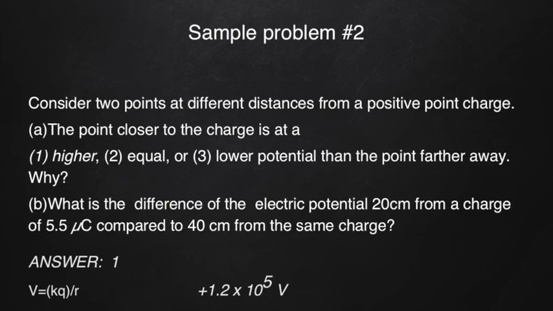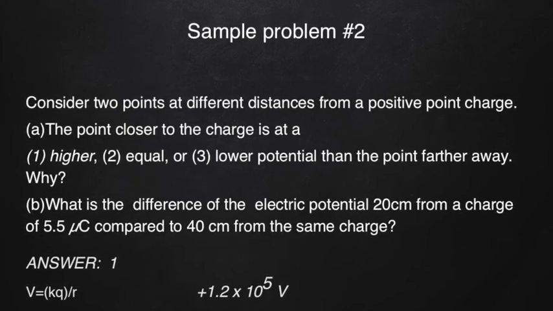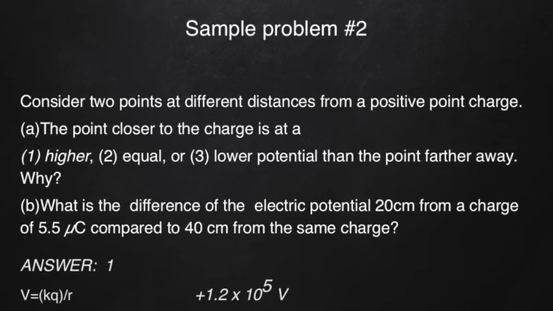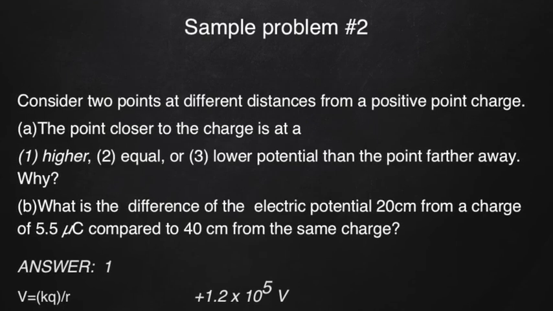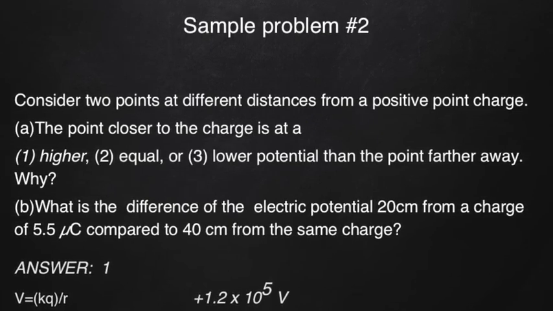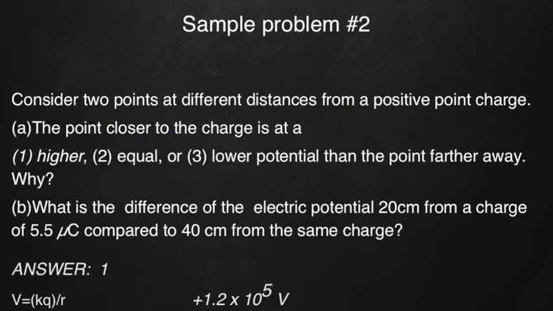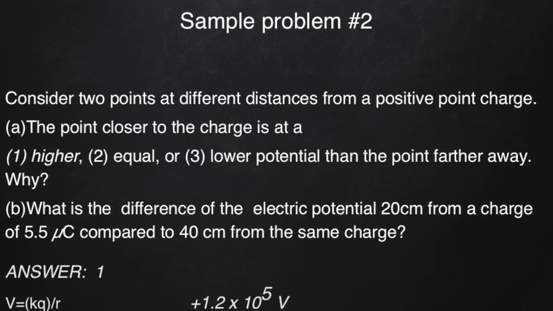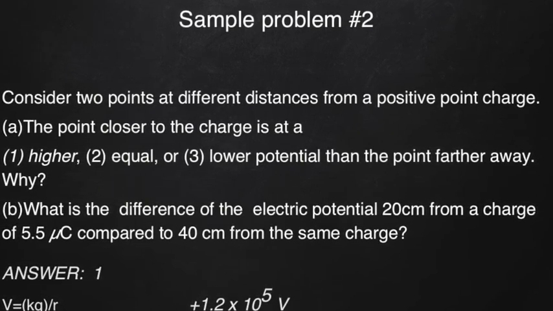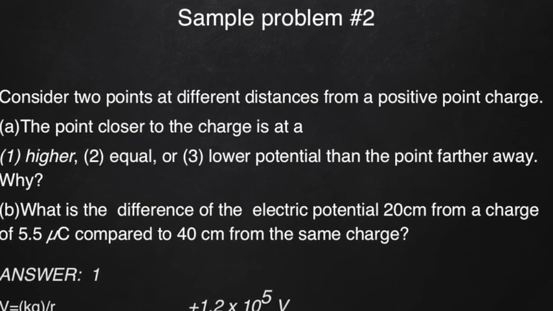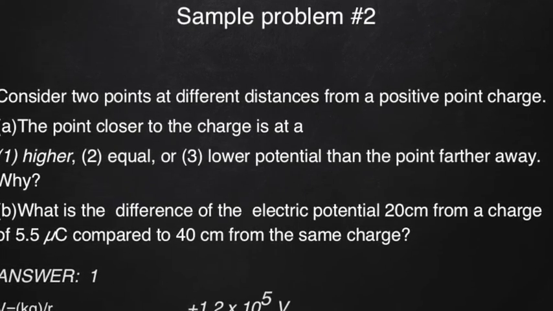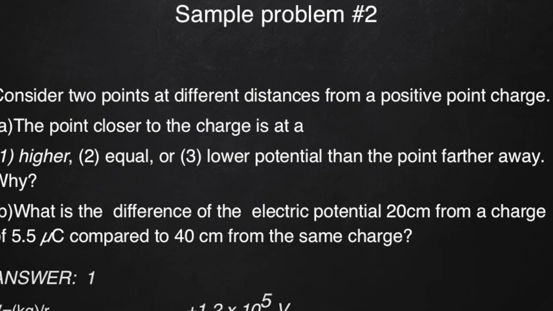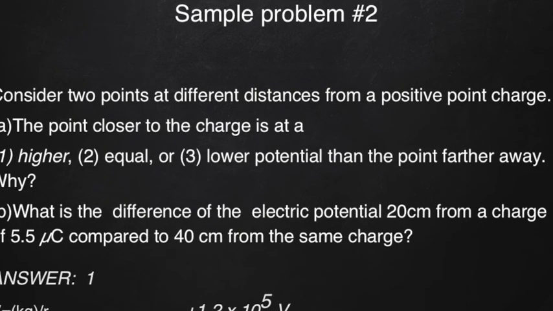So here's the solution. The answer to part A is 1 higher, because we assume that the points in space have a positive charge. And since similar charges repel each other, the closer the 2 points, the higher the potential. Thus, the point closer to the charge has a higher potential than the point that is further away. For part B, we use the equation V equals KQ over R. We substitute in the variables, and we get 1.2 times 10 to the 5th volts, or joules per coulomb.